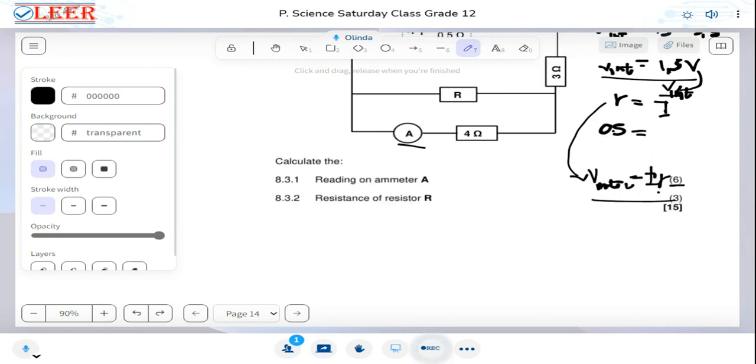Okay, I know that V internal is equal to my current times my internal resistance. I have my V internal, I have my current, I'm looking for my internal resistance. So my internal resistance is equal to my V internal divided by my current. We're looking for current, because we're looking for the reading on the ammeter.